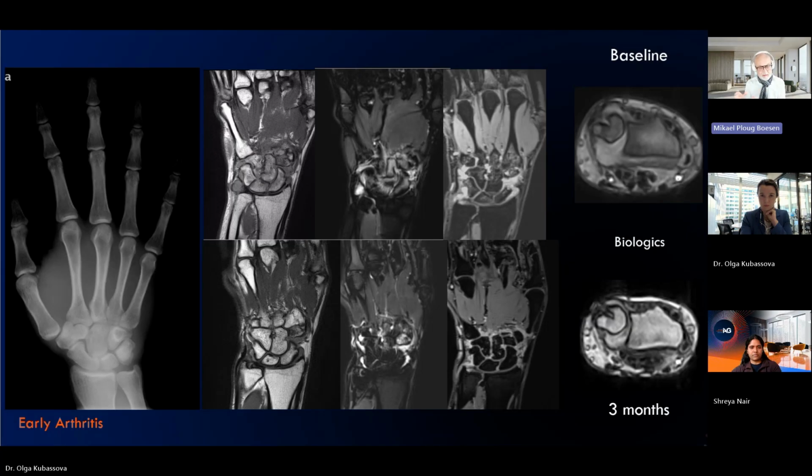When it comes to the later stages, you will become more and more fibrotic. So these fluctuations will not be so apparent. The only thing that will change is the perfusion inside the synovium.